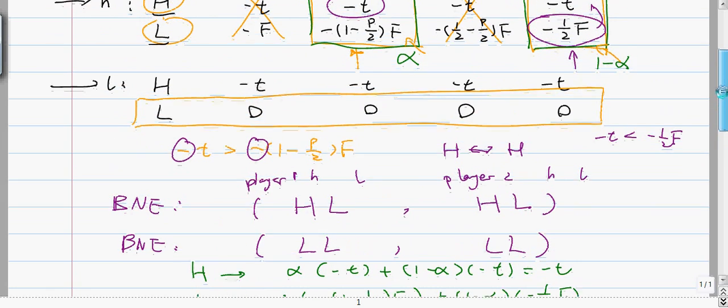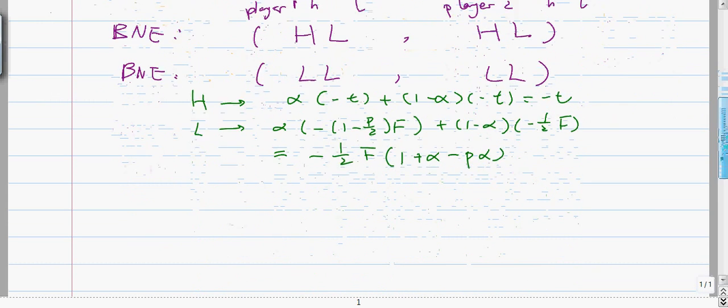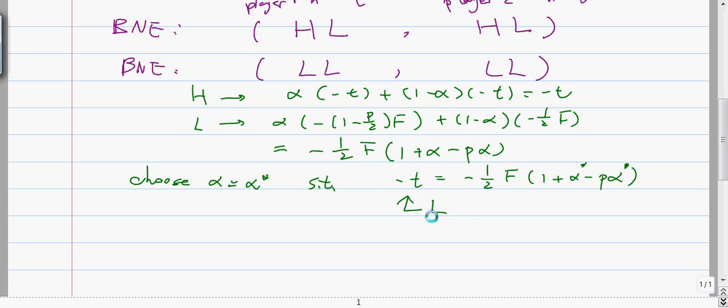Okay, so after you simplify, you need to choose an alpha equal to alpha star such that I'm indifferent. Me being indifferent, since the game is symmetric, the other guy will be indifferent as well. So we basically have minus t is equal to minus half f and multiply by this thing. And this is the alpha star. So if you solve this thing, you can get an alpha star that works. So again, this thing is what if I report L, if the other guy mixes that way, and if I report H, the other guy mixes with alpha and 1 minus alpha. So then we can calculate the mixing probability.